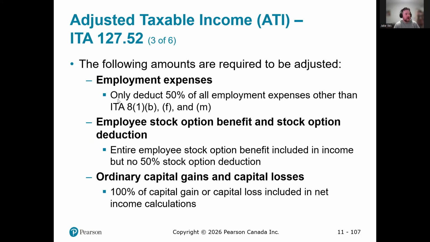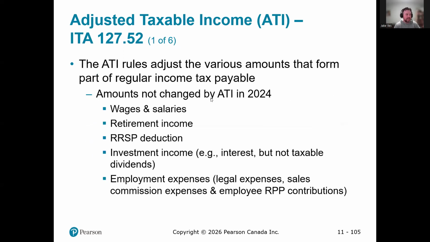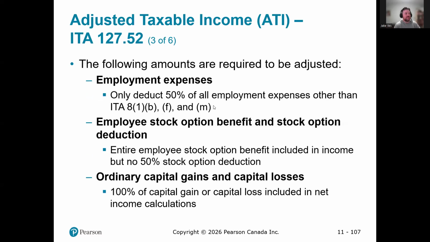What gets adjusted are employment expenses, which are reduced by half. The employee stock option benefit, the entire stock option benefit is included in income, no 50% stock option deduction, and ordinary capital gains and capital losses. So normally capital gains are only included in income at 50%. This says, what if we include the capital gains at 100%? So our regular income is included entirely. There's no adjustment. What we're adjusting is those various reductions from income.